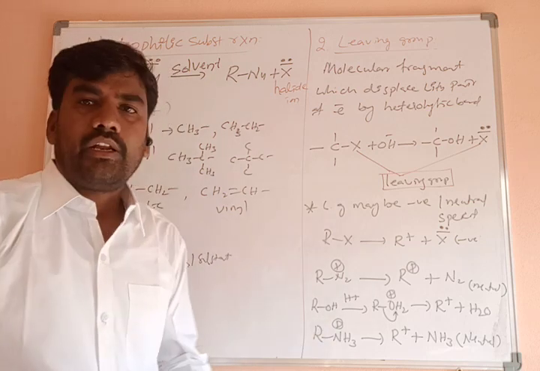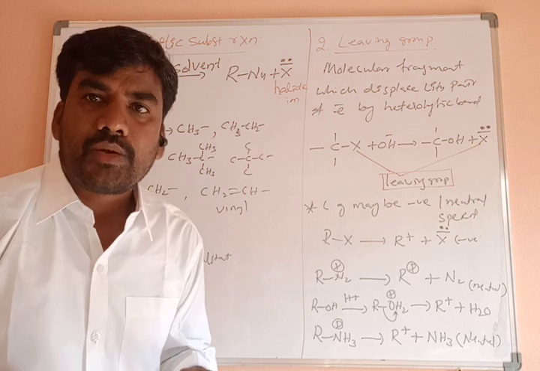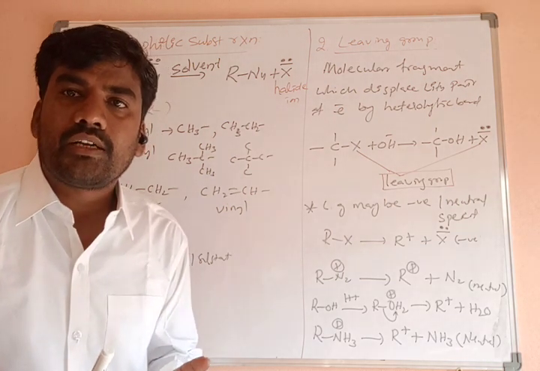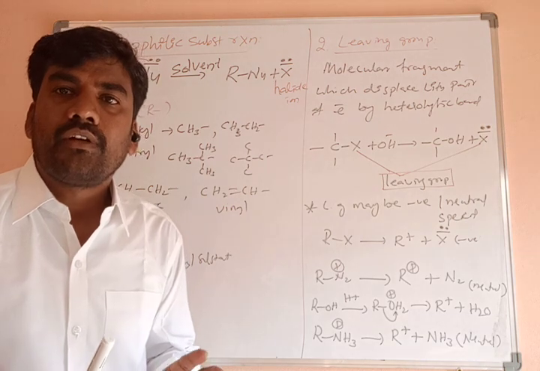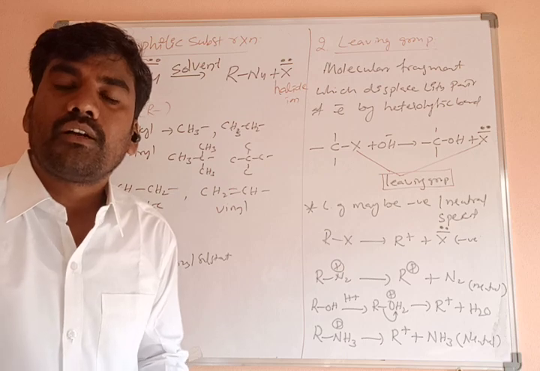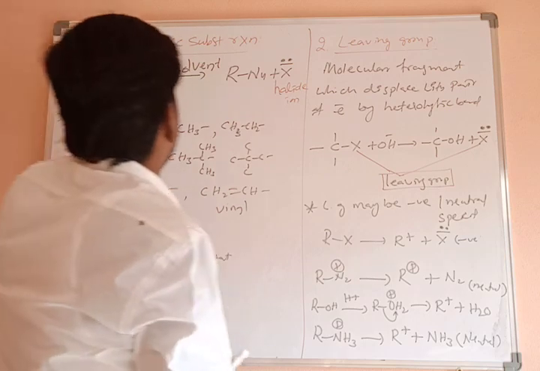If these leaving groups leave very fast, the nucleophilic substitution reactions are also very fast. It depends on the leaving ability of the leaving groups. The better the leaving group, the faster the substitution reaction.